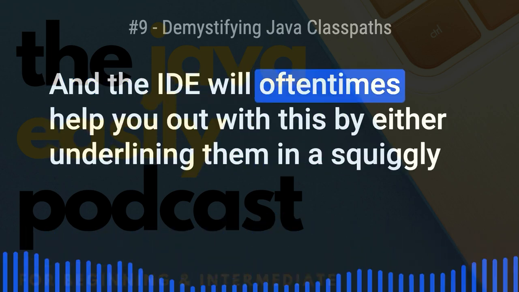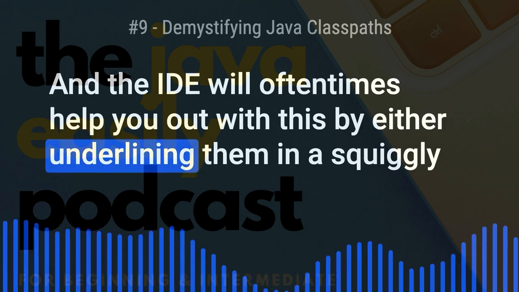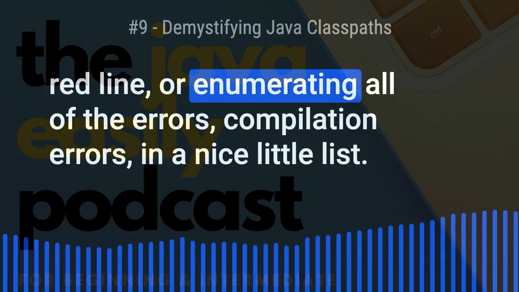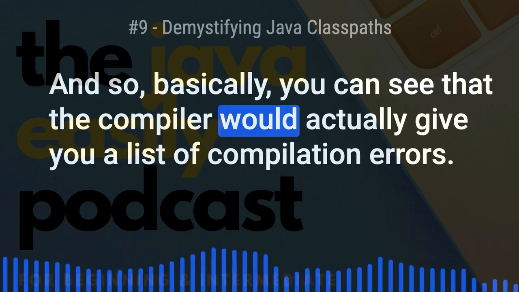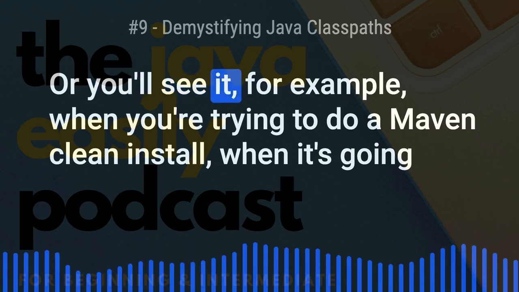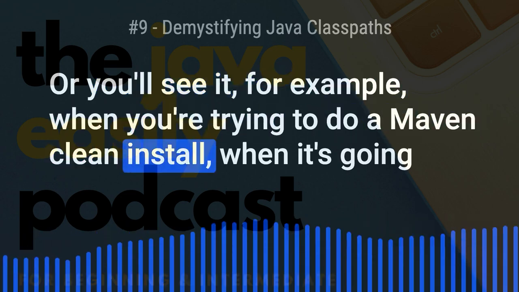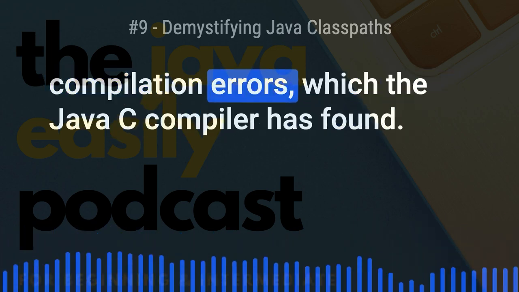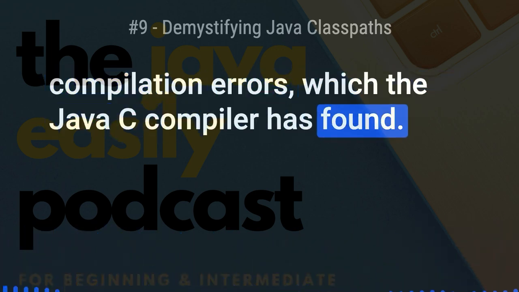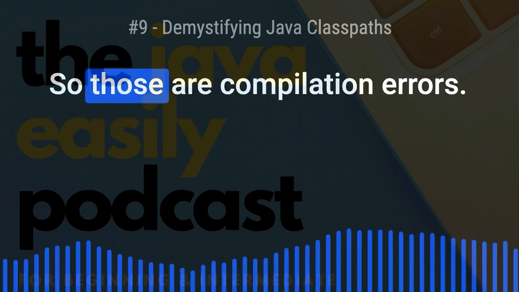And the IDE will oftentimes help you out with this by either underlining them in a squiggly red line or enumerating all of the compilation errors in a nice little list with these red X's. Or you'll see it, for example, when you're trying to do a Maven clean install, when it's going through the compilation phase, and it'll give you a list of compilation errors which the javac compiler has found, and just show you those in the terminal. So those are compilation errors.